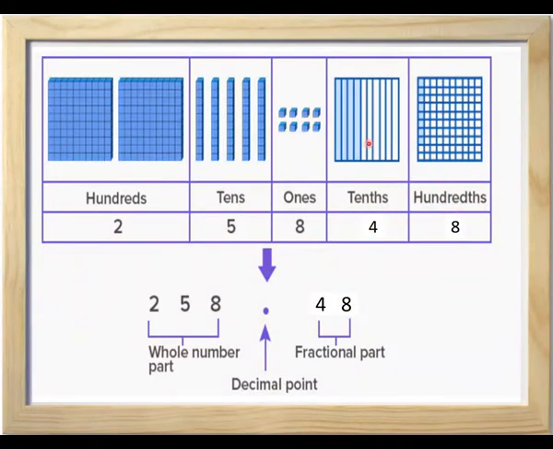So there are 4 tenths. 4 tenths means 4 parts out of 10 parts are shaded here. 8 hundredths means 8 parts out of 100 parts are shaded here. So the number is read as 258.48. Children, the decimal point acts as a separator. It separates the whole number part from the fractional part. Understood, children?